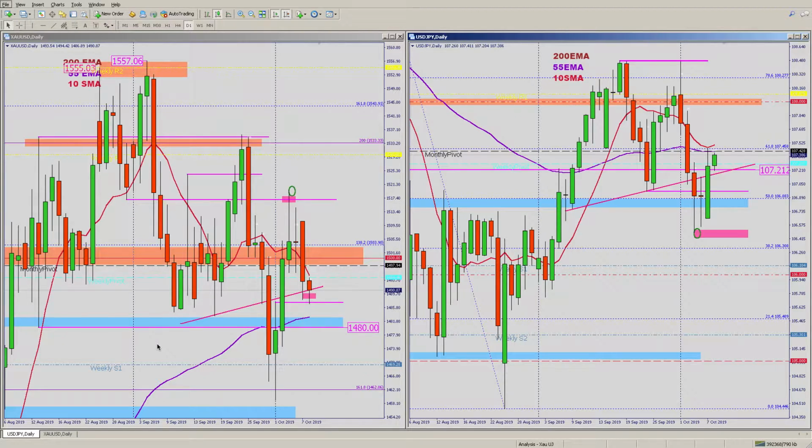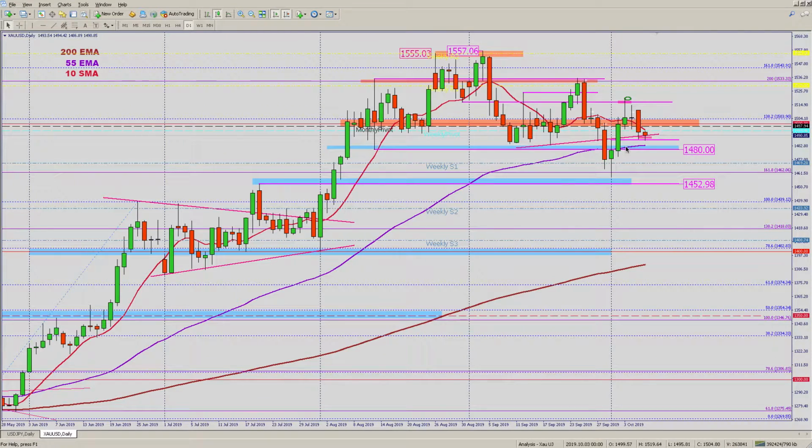It's just after 11 AM in Singapore, and it's the daily analysis for spot gold and dollar yen. Let's take a look at spot gold.